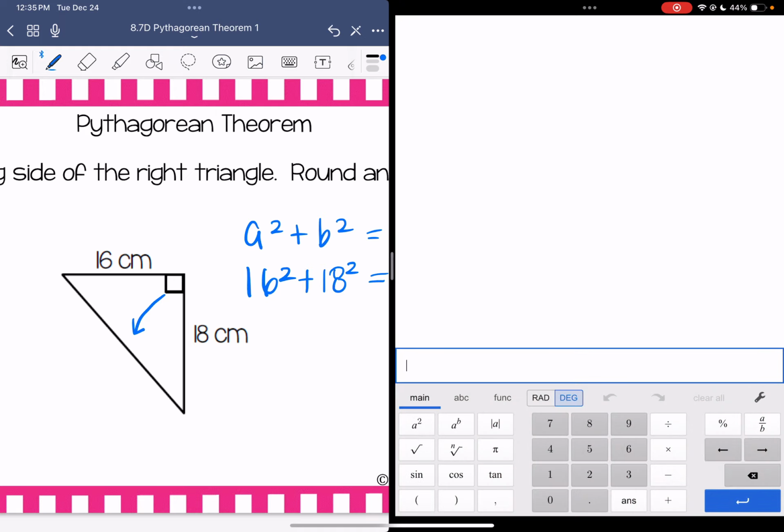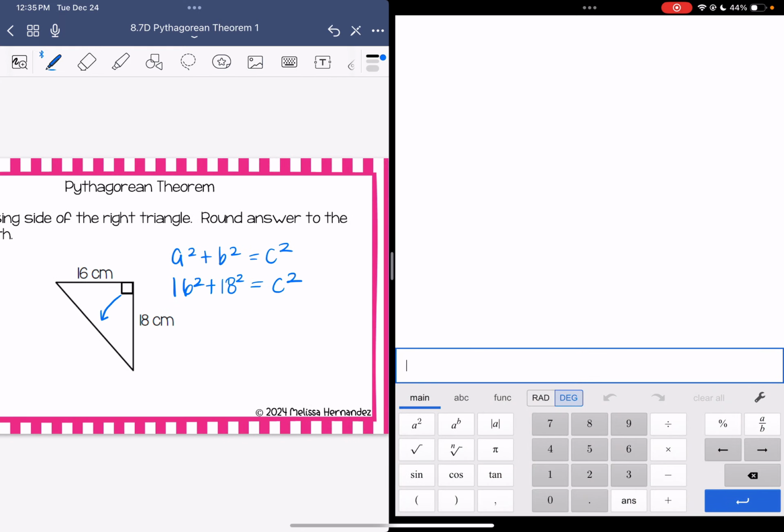So I'm using Desmos. Most of you, if you have a cell phone, you'll have that. So 16 squared is 256. And then now I need to do 18 squared. That gives me 324. So here's what I see kids do. They forget to square root it at the end. Yes, you're going to add 256 to 324. And that does give you 580. But I want the side length, so that means I have to square root.